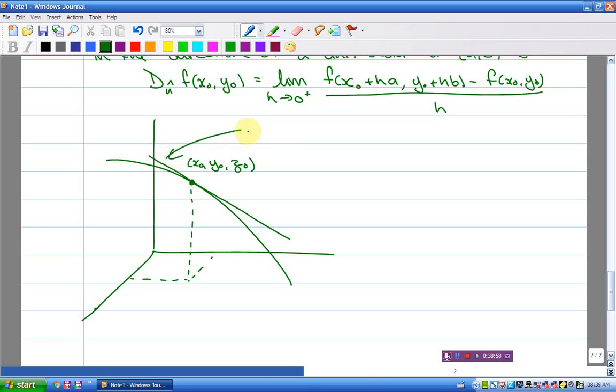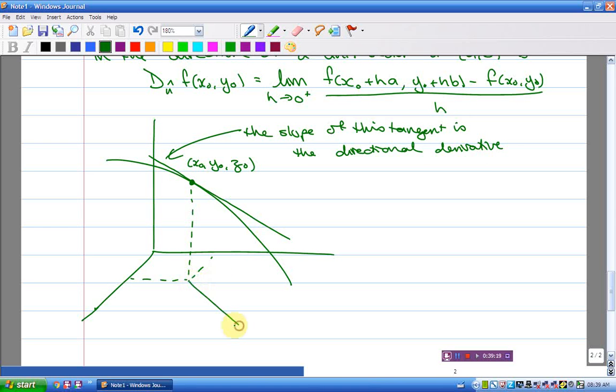So the slope of this tangent is the directional derivative. Okay, so how are we going to work that out? Well, I'm wanting to walk in a particular direction. This is the direction I'm wanting to walk in, and I'm describing that direction with a unit vector. Now I'll get back to why we want it to be a unit vector. There is a very important reason, but I'll mention that when we get to it.